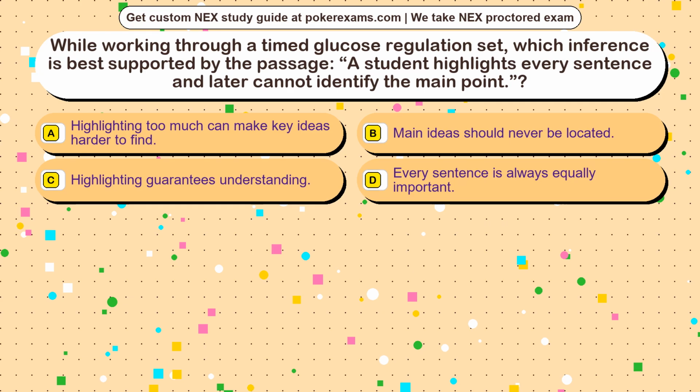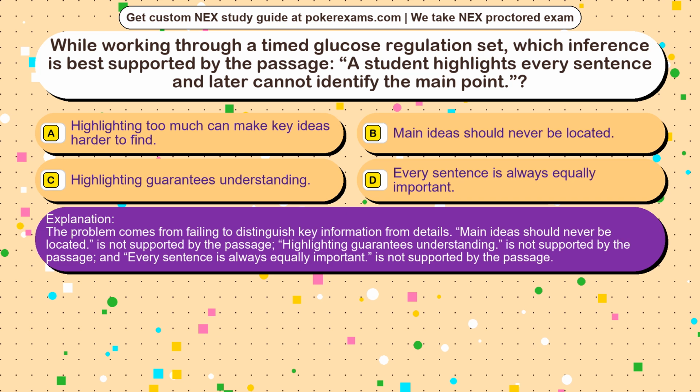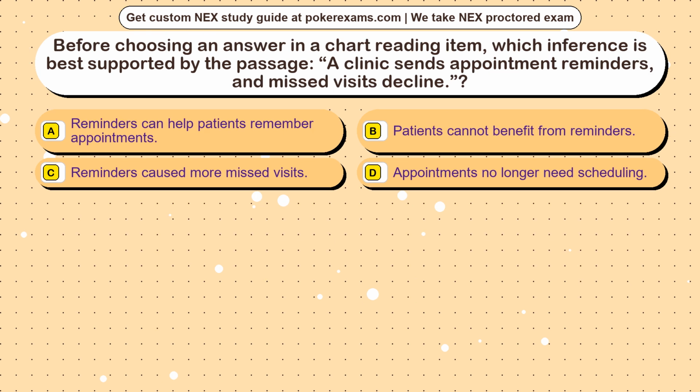The correct answer is option A. The problem comes from failing to distinguish key information from details. Main ideas should never be located is not supported by the passage. Highlighting guarantees understanding is not supported by the passage, and every sentence is always equally important is not supported by the passage.